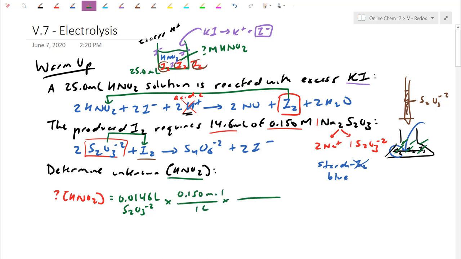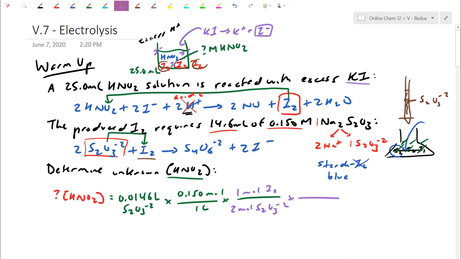Why do we care about moles? It's because everything follows a mole ratio. So if I have two parts thiosulfate, S2O3, that's in a 2 to 1 ratio with I2. The I2 had actually come from the first solution. I2 is in a 1 to 2 ratio. For every 1 mole of I2 in the first equation, that actually counts 2 moles of HNO2. That's actually the only thing that created iodine.